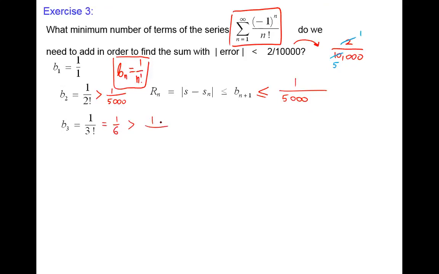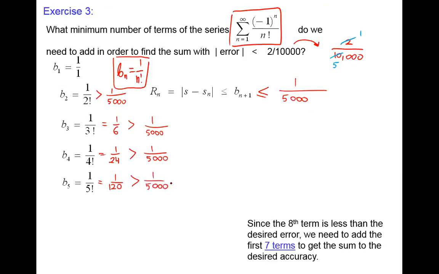This is also bigger than 5,000 in the denominator. Let's keep working. 4 factorial is 1 times 2 times 3 times 4, which is 24. That means 24 is also not giving me a fraction smaller than 1/5,000. 5 factorial is 24 times 5, which will be 120. And this is also not good.